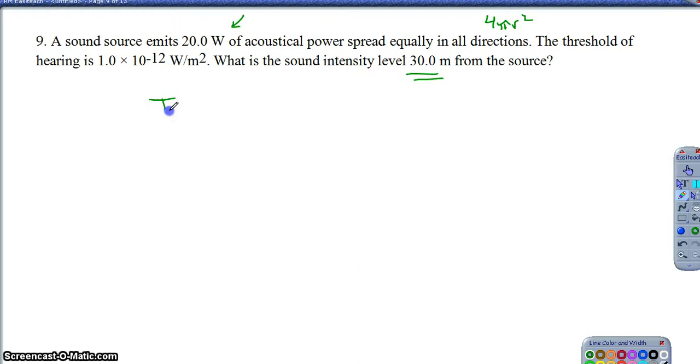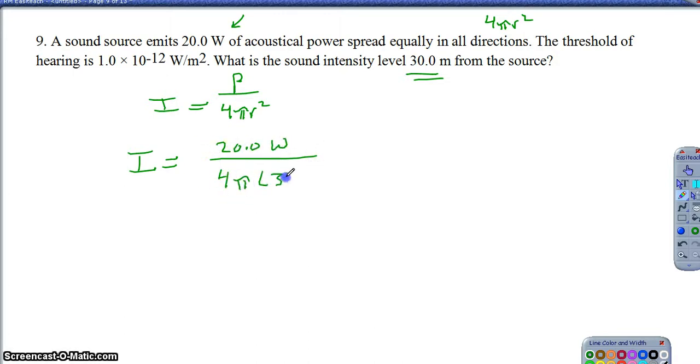The first thing we're going to do is find the intensity at that location. So the intensity at that location is the power divided by 4 pi r squared, the total surface area of a sphere at that location. So the intensity 30 meters away would be our power of 20 watts spread out over 4 pi times 30 squared meters. So this is what I'm setting up for my intensity. When I calculate that intensity, I get about 0.00177 watts per meter squared, or 1.77 times 10 to the negative third if you prefer.